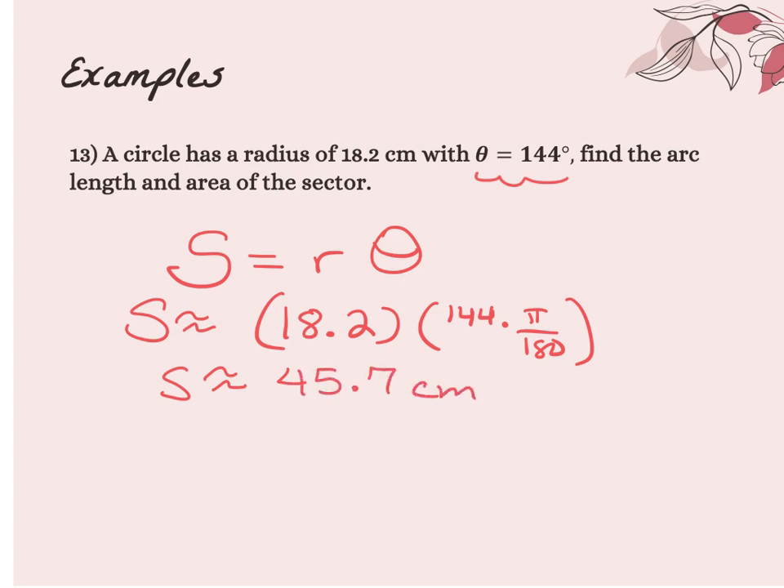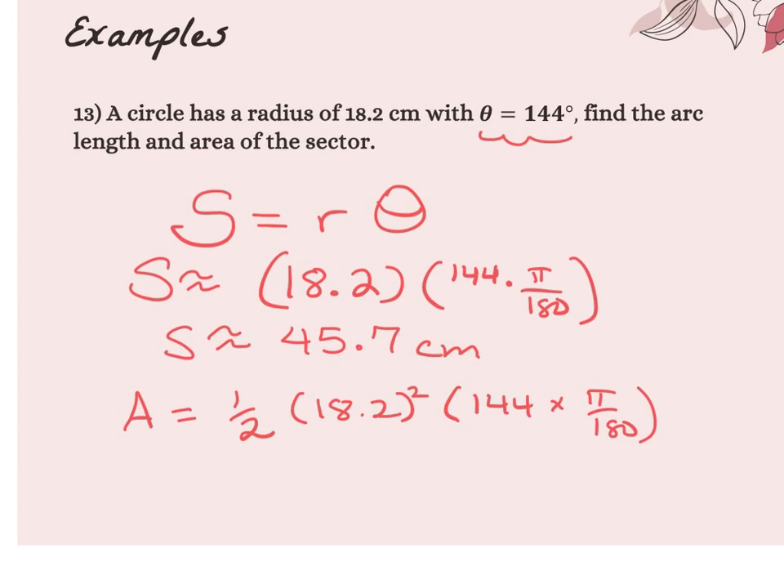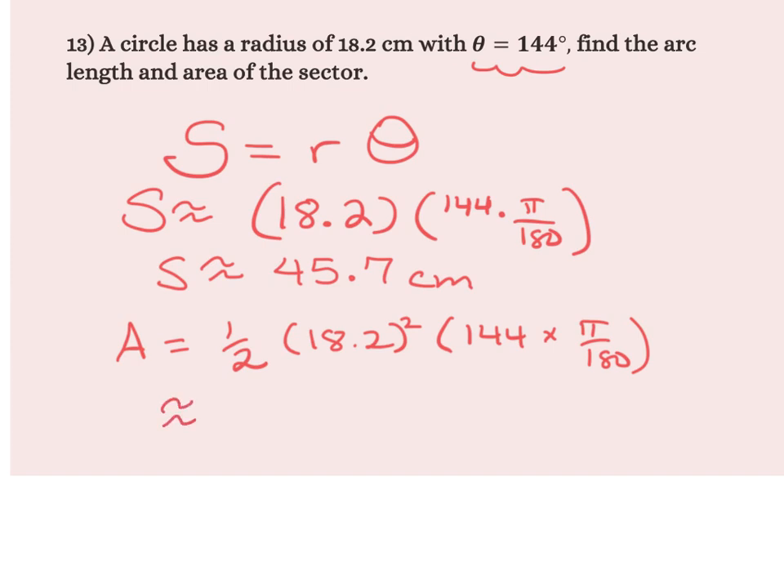45.7 centimeters. And then the area of the sector, and again, I have to do that conversion, 1/2 radius squared times theta, 144 times pi over 180, gives me approximately 416.25 centimeters squared. And that is it for section 6.1.